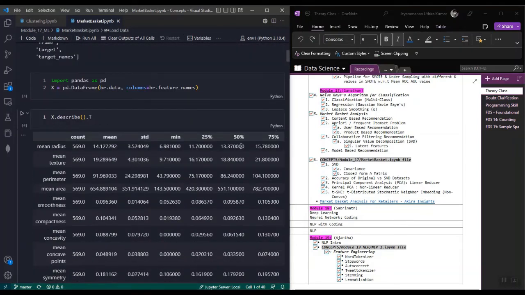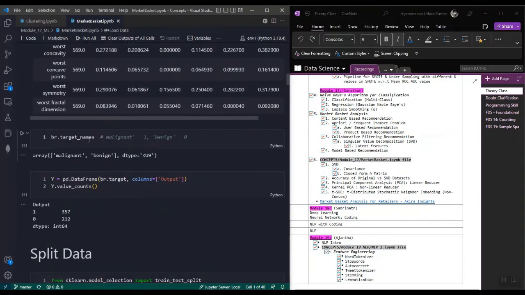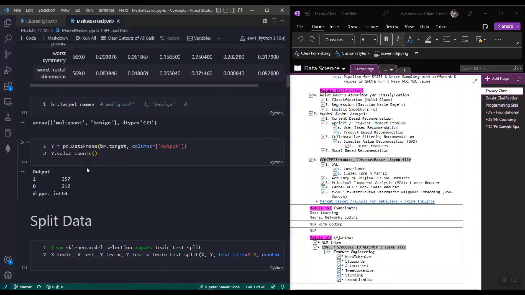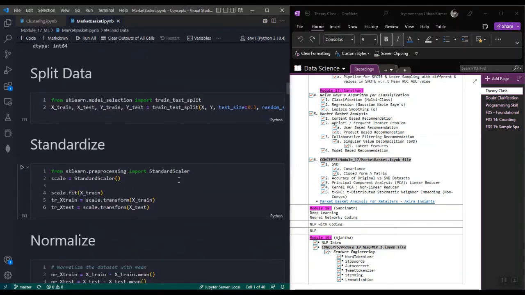So these are the described functions. 70% mean value here is given. Okay. So now the target value, as you know the names, so malignant and benign is nothing but the 1 and 0. Okay. So the output, which is classified, has 357 ones and the others zeros. So what we do is split the train and test data set. Then we standardize it using the StandardScaler from the preprocessing module.